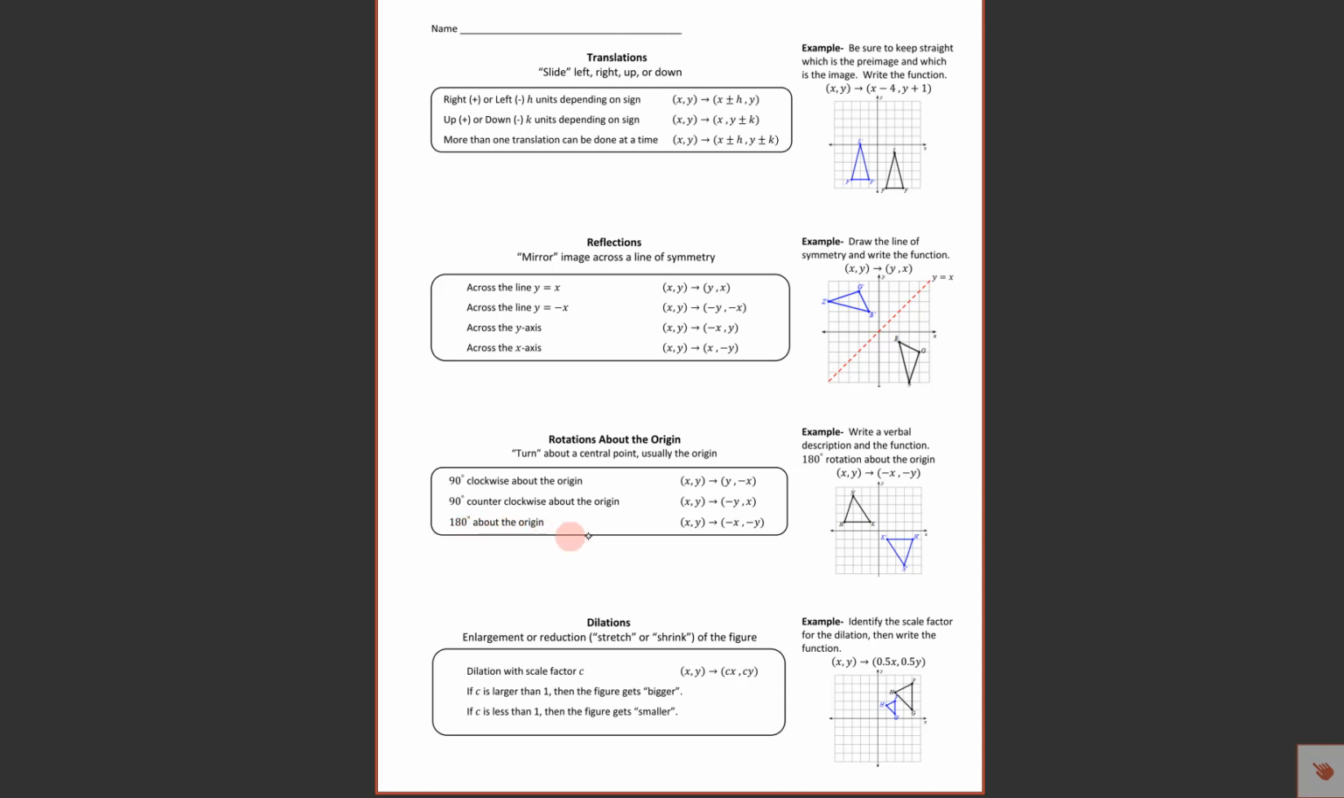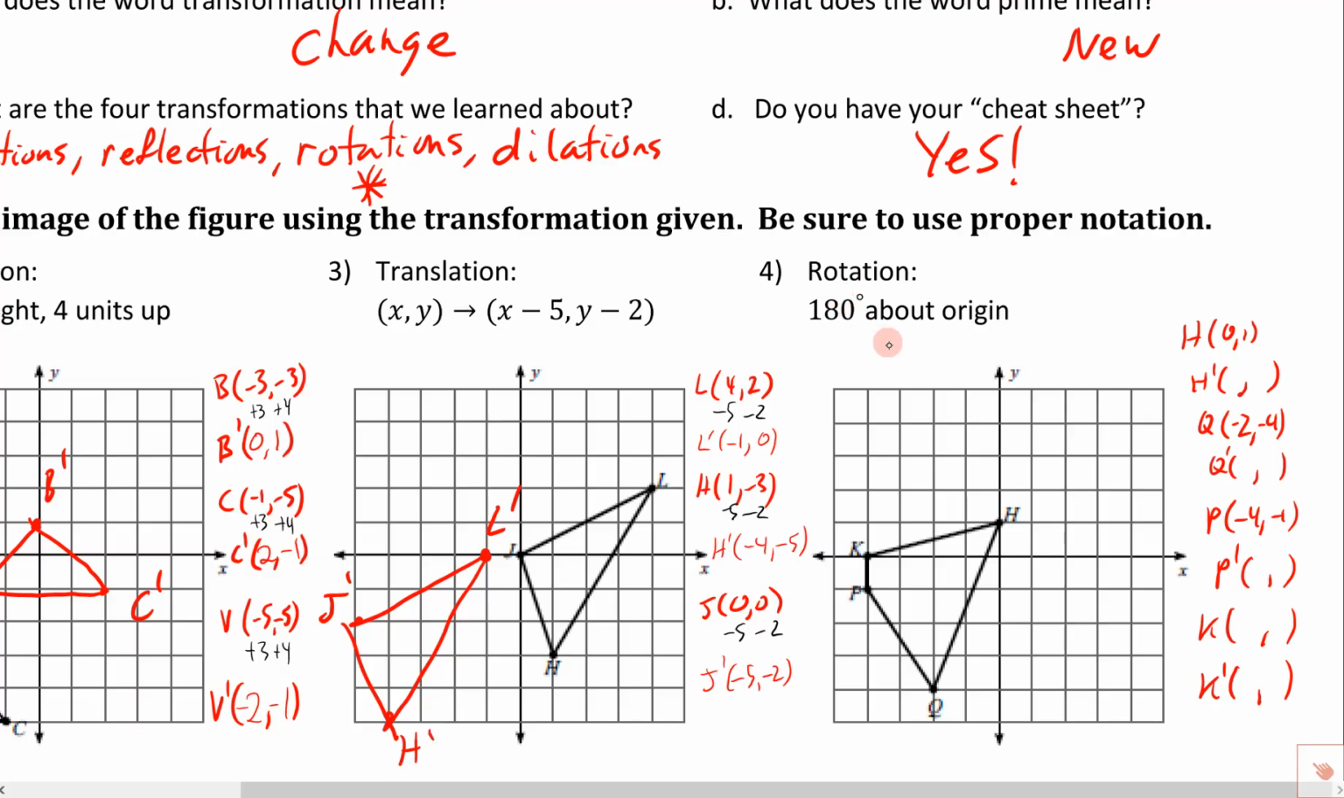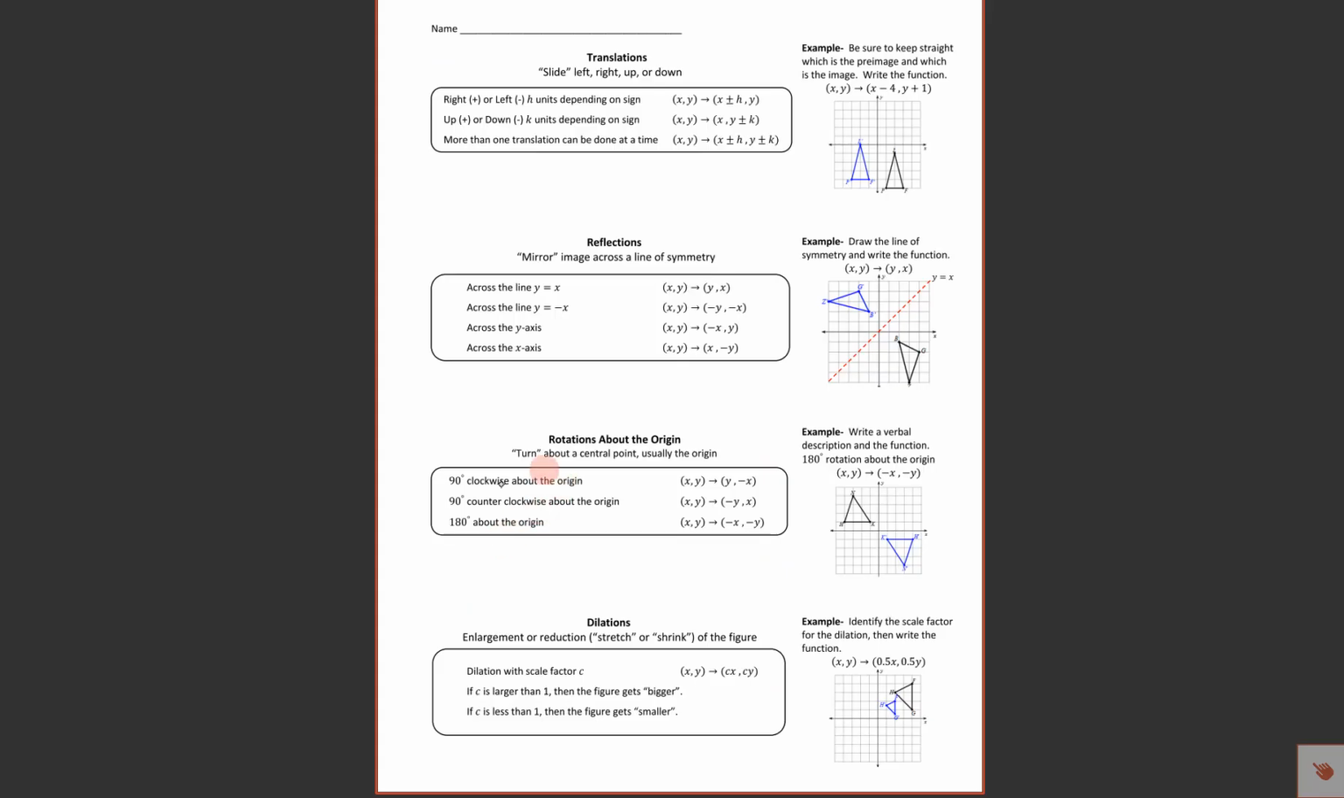You'll remember that on this one, the x and y don't change other than they just change signs. So we don't switch places or anything like that. We just change the sign of each one of these. So if we're going to rotate it 180 degrees about the origin, that's what we've got right here.